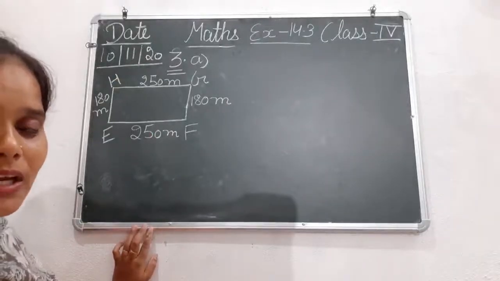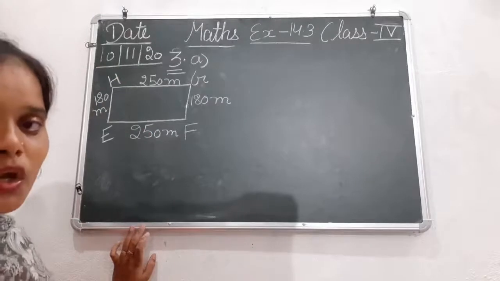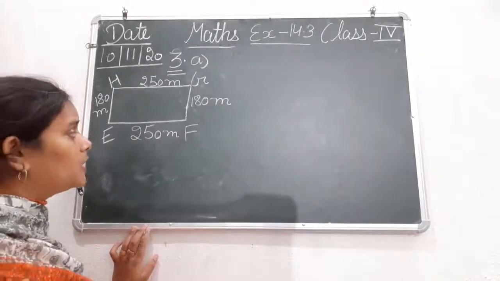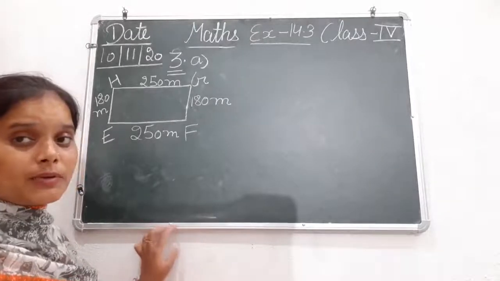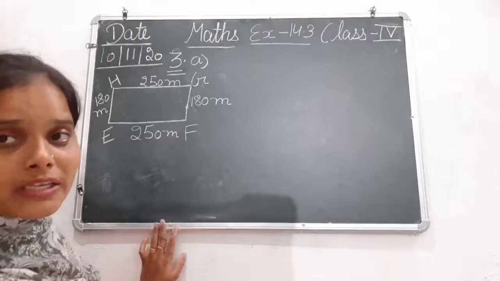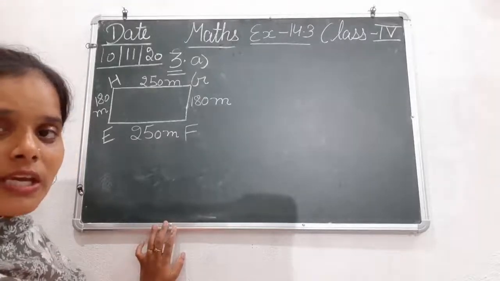तो मैंने अब इसको क्या नाम दिया? EFGH. Okay. So the name of this figure is EFGH. So this is the name of this rectangle. Now we have to find the perimeter of the rectangle EFGH.